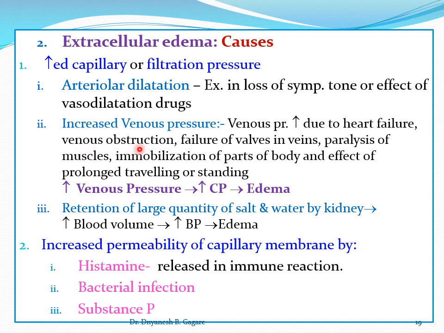Maybe due to infection, swelling, or whatever the cause, if there is a venous obstruction, then it increases venous pressure. Failure of the valves in the vein, paralysis of the muscle: the movement of the muscle helps to move the fluid in the vessels, and if there is paralysis, it increases venous pressure. Then immobilization of the parts of the body also causes swelling.